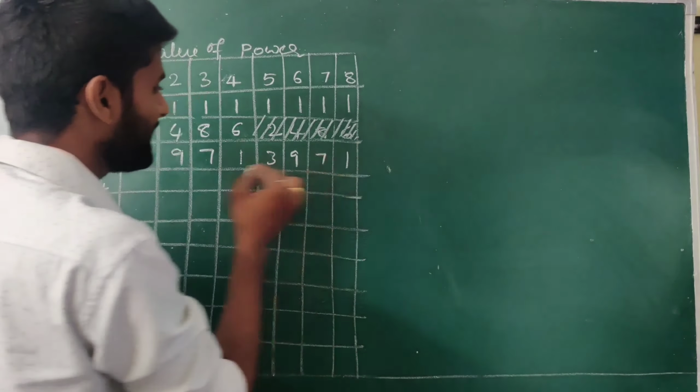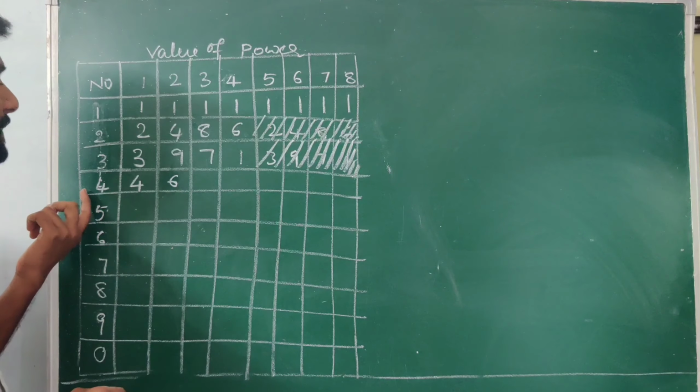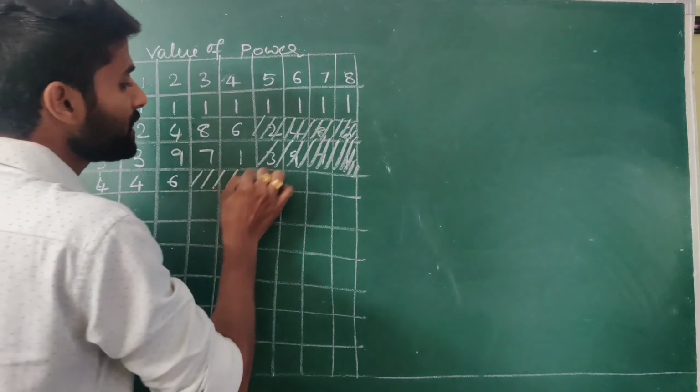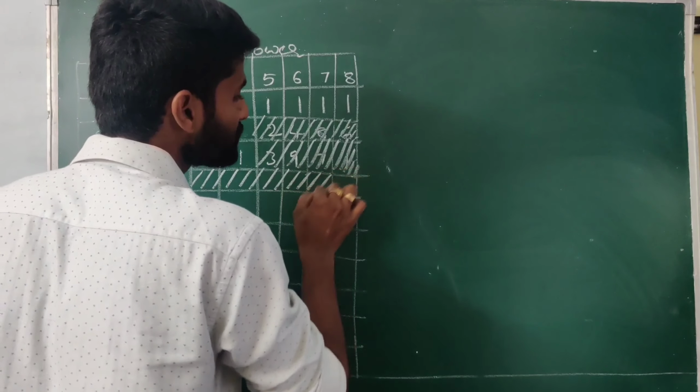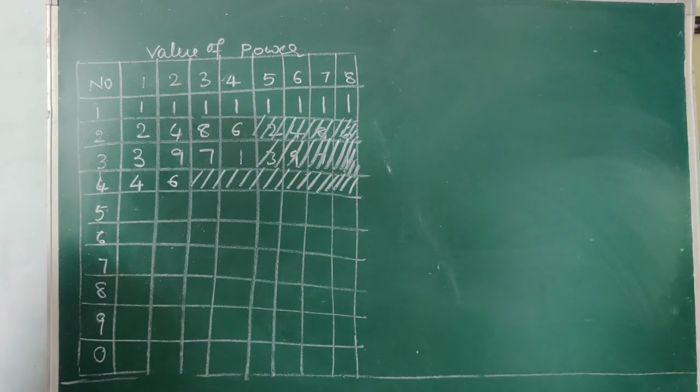Okay. Focus on 4. 4 power 1 is equal to 4. 4 square is 16. 4 cube is 64. Again 4 is a repeated value. It means the 4 power cyclic has only 2 repeated values. Those 2 repeated values are 4 and 6 only.